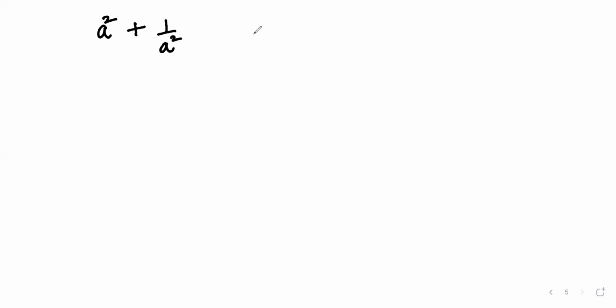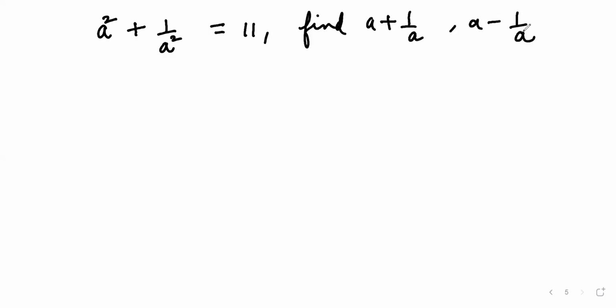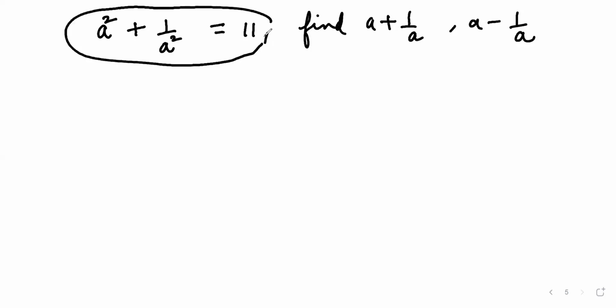7th should be the starting stage. So in 7th, you have learned some fundamentals, I suppose. 8th will be an add-on to this. Okay, A square plus 1 by A square is equal to 11. You have to find A plus 1 over A, and you also have to find A minus 1 over A. So they have given you this data, and using that, you need to find these two.